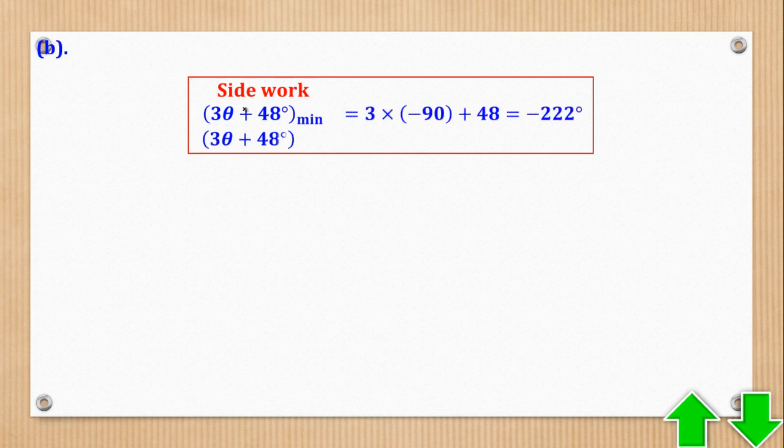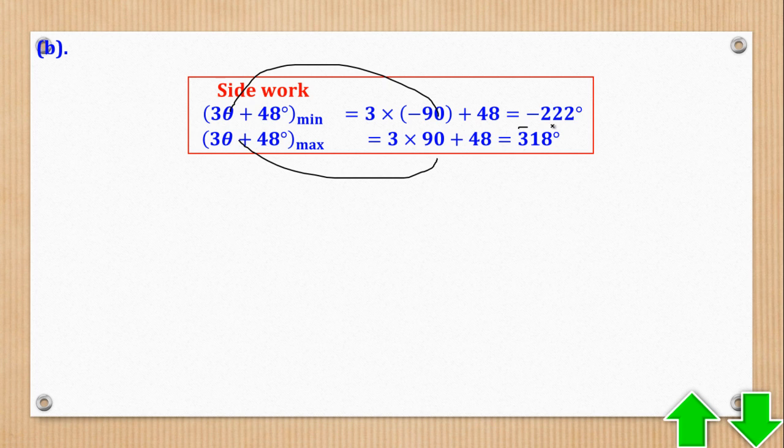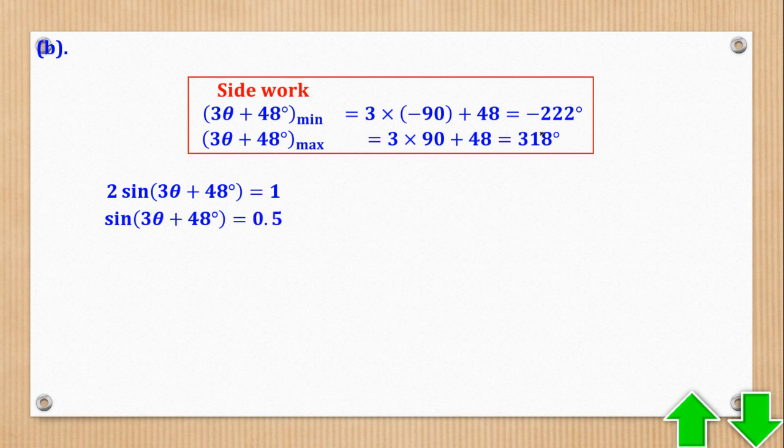So first of all, put here the minimum angle and here the maximum angle to get the new minimum and the new maximum. Then we can start our solution. So divide by 2, you get that. Then arc sine 0.5 is 30, and sine is positive in the first and second quadrant. That is why we are putting those angles here. So remember, the angles must start from the horizontal line.